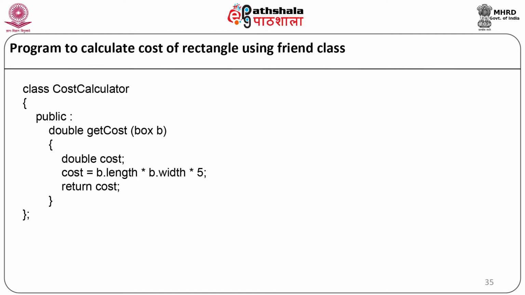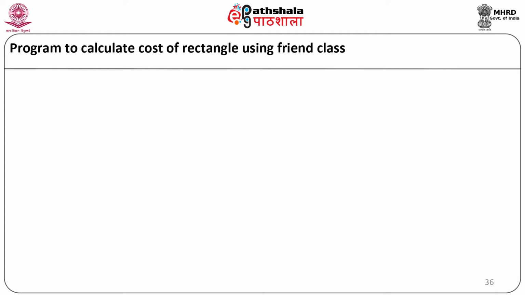We will start with this particular member function, double cost. Cost will be equal to b1.length * b1.width * 5. Return cost, and our member function will end here and our class will end here.